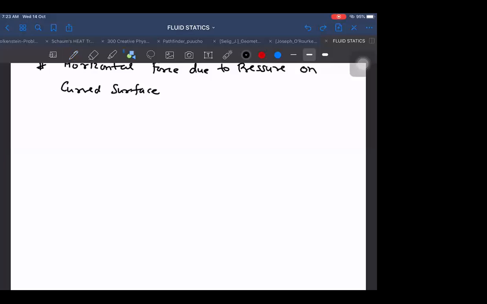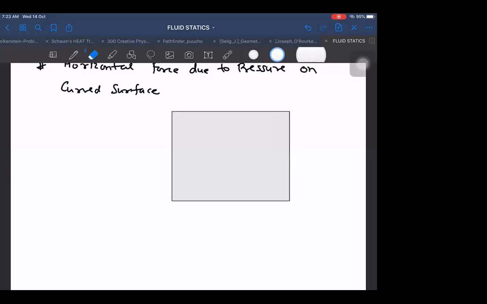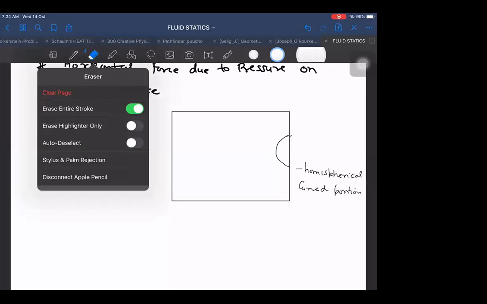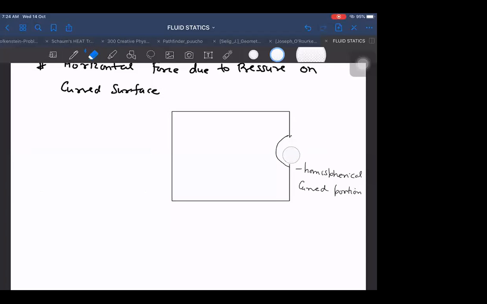Let us take one container again. Let's say this is a container, and in this container, in the side wall, there is some curved surface. It is a spherical curved surface protruding. It is hemispherical. Let's say out of the complete wall, we have one hemispherical curved portion of this type.